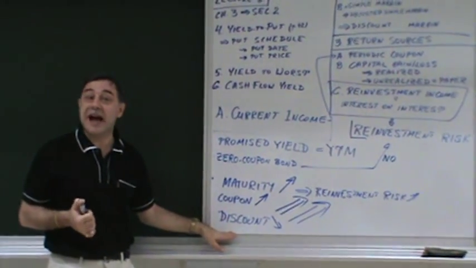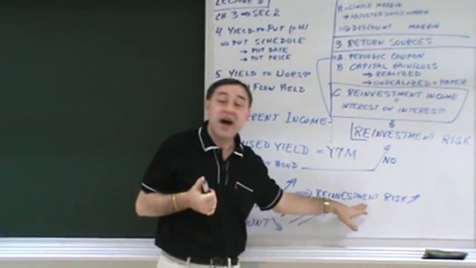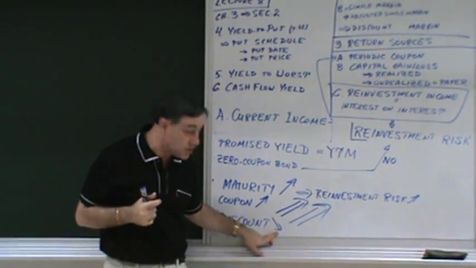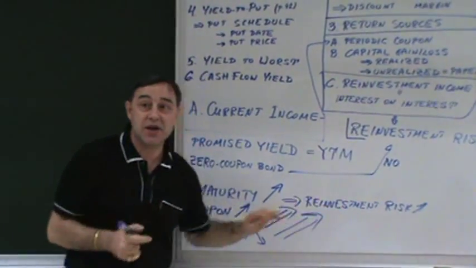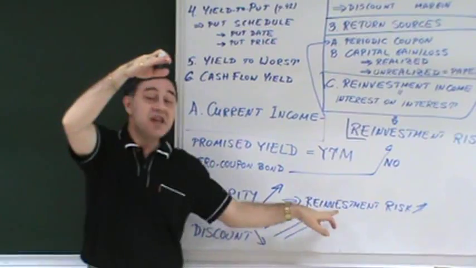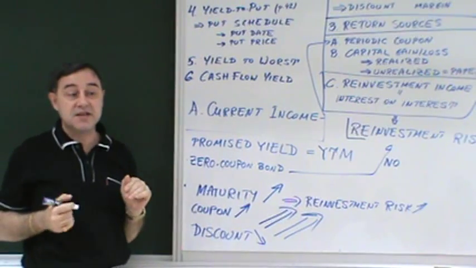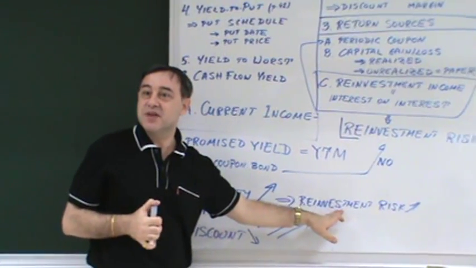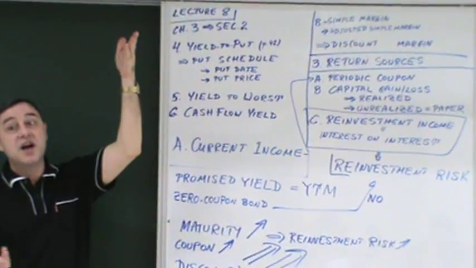Now, the discount could turn out to be a premium. If you have a higher premium, it means that you have a higher reinvestment risk. Sorry, discount smaller. Sorry, mistake. Discount smaller, reinvestment risk is higher. So as the bond price goes up, the reinvestment risk increases. And if it's a premium, the reinvestment risk is even higher. So if the bond is dirt cheap, reinvestment risk is low. If the bond is expensive, the reinvestment risk is high.